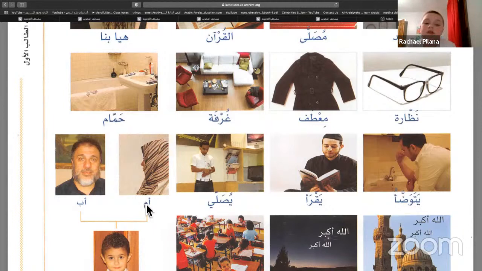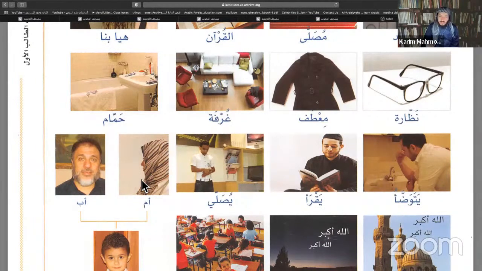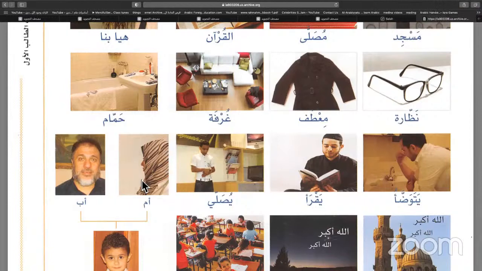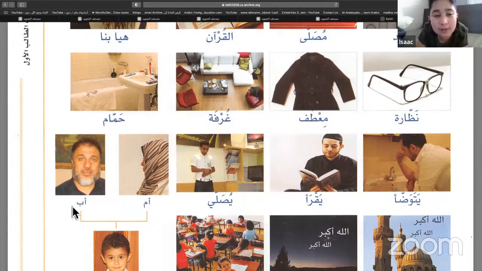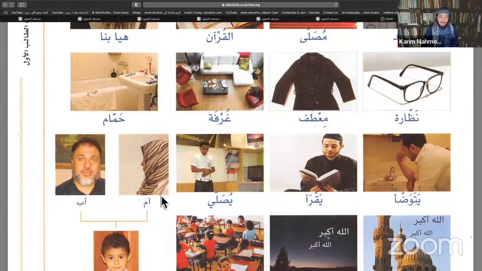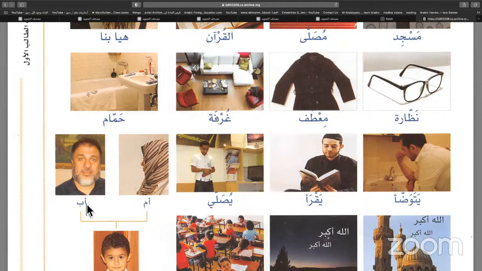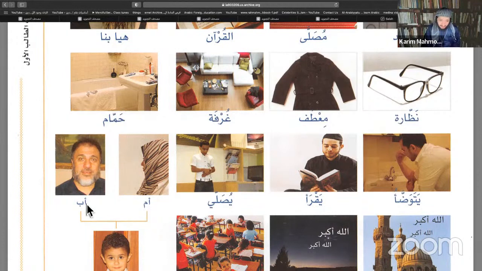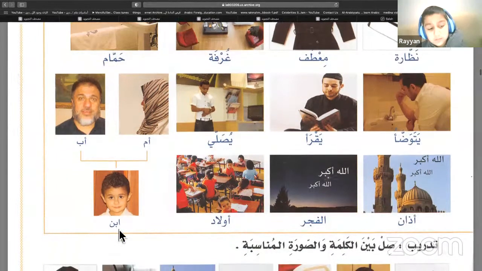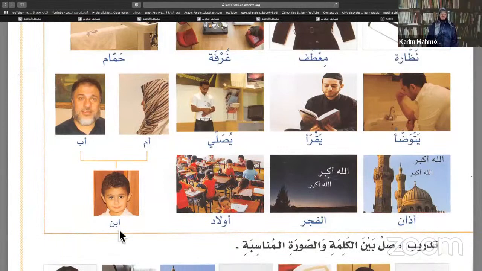Means what? Uncle. Mother. Mother? Oh, yes. Uncle. Does that look like an uncle to you? Aunt. It means aunt. If you're not paying attention. Mother. No, I got confused. No, it means mother. Not aunt. Mother. Okay, Ab means dad. Father. Dad or father. Okay. Ibn. Ibn means son.